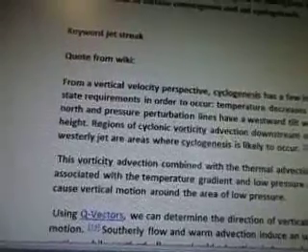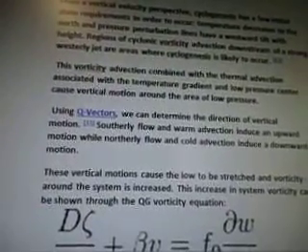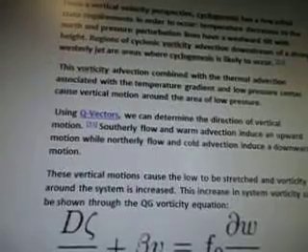Keyword is jet streak. Quote from Wiki: from a vertical velocity perspective, cyclogenesis has a few initial state requirements in order to occur. Temperature decreases to the north and pressure perturbation lines have a westward tilt with height. Regions of cyclonic vorticity advection downstream of a strong westerly jet are areas where cyclogenesis is likely to occur. The vorticity advection combined with the thermal advection associated with the temperature gradient in the low pressure center cause vertical motion around the area of low pressure.